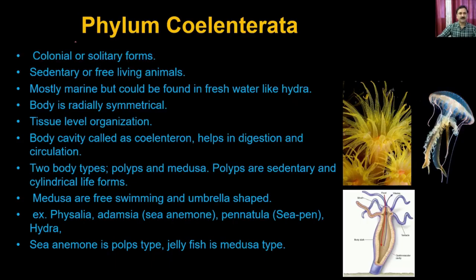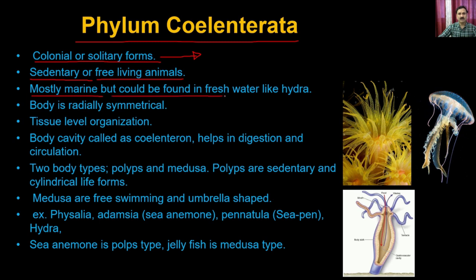So the phylum Coelenterata is colonial or solitary forms. They are present as a colony, or they are free living. They are sedentary or free living animals. Just like the Porifera, they are either attached to a substratum, or they are free living organisms. Mostly marine, but could be found in freshwater like hydra. Hydra is a very classical example in the Coelenterata, but it is not present in the marine. It is present in freshwater.